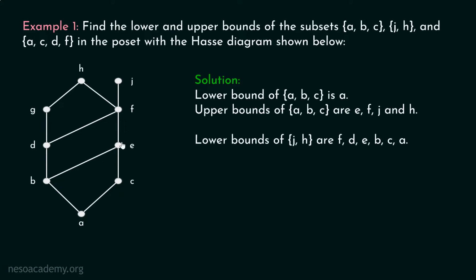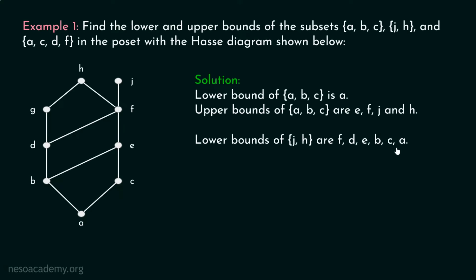Apart from this, E is also a lower bound of J and H. C is also a lower bound of J and H. A is also a lower bound of J and H. B is also a lower bound of J and H. And D is also a lower bound of J and H, right? So it is clear that the lower bounds of J and H are F, D, E, B, C, A.